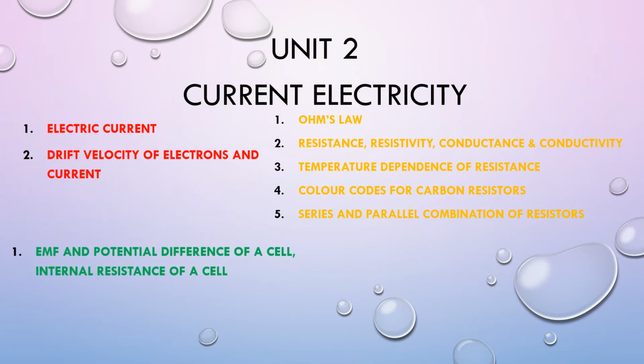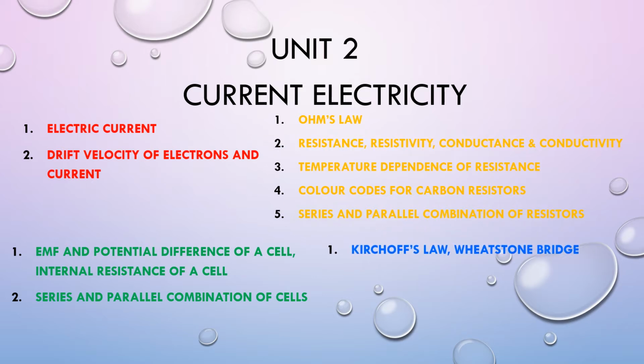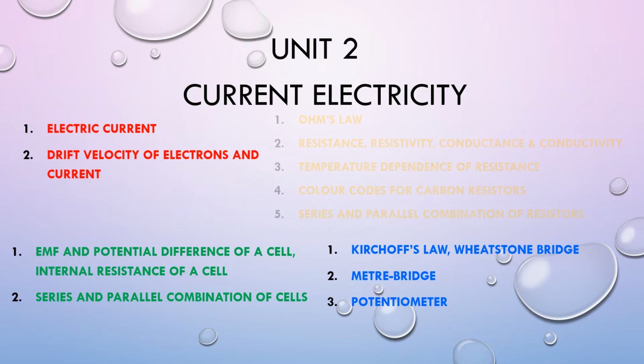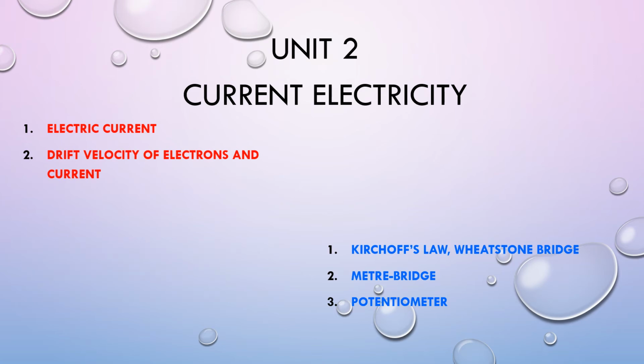Also, we will study about EMF and potential difference of a cell, internal resistance of a cell, the series and parallel combination of cells. In addition to this, we will study about Kirchhoff's law, Wheatstone bridge, meter bridge, and potentiometer. For now, today we are focused more on the concept of electric current and drift velocity of electrons and current.